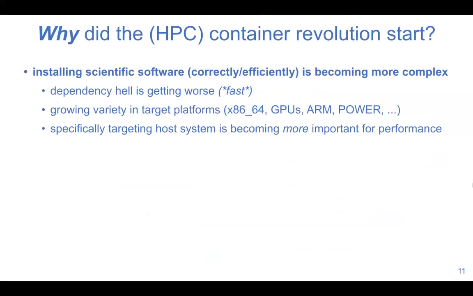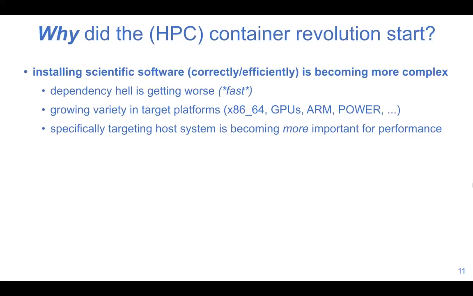Now, in my view, why did the container revolution happen? In my experience, installing scientific software is becoming more complex. It's becoming more and more difficult, more and more tricky to install it correctly or efficiently. A lot of that is due to dependency. So people are more and more picking up each other's work, each other's libraries, and building things on top of other things. So these dependency graphs are getting worse, and in my experience, it's getting worse very fast.